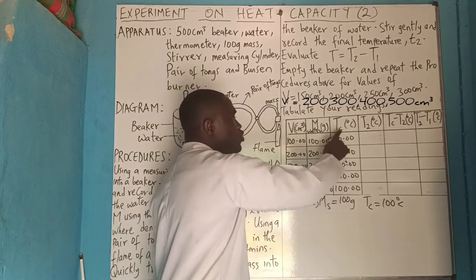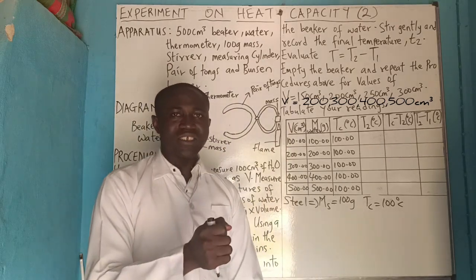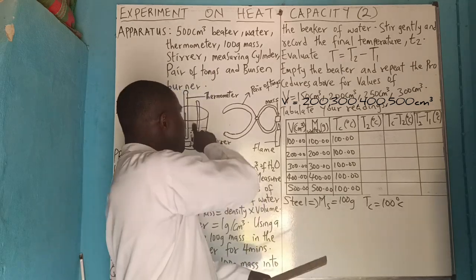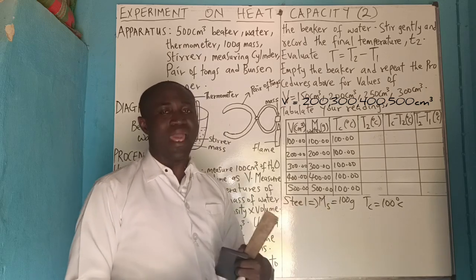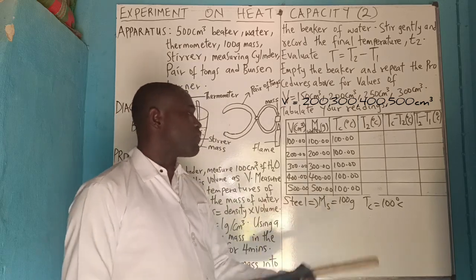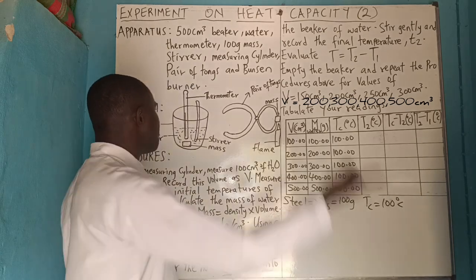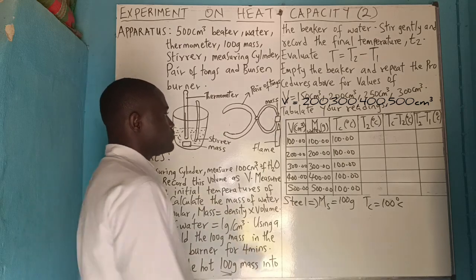But if you are instructed to use 100 degrees Celsius, it means that you have to heat it until it gets to 100 degrees Celsius, and use a thermometer to check the temperature. Until it gets to 100 degrees Celsius, then you can now say you have gotten your constant temperature of that mass, so that you can now put it into the water. Okay. We have gotten it.